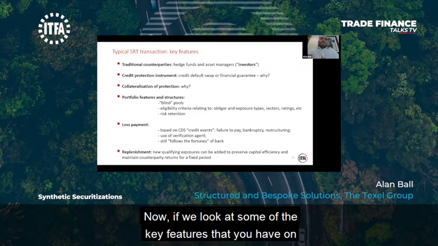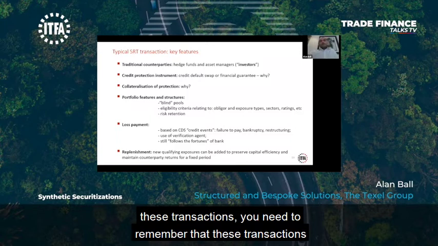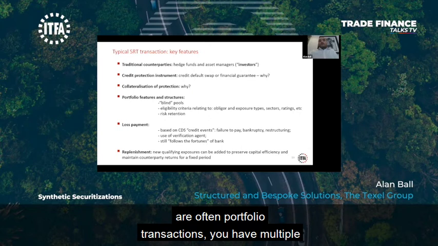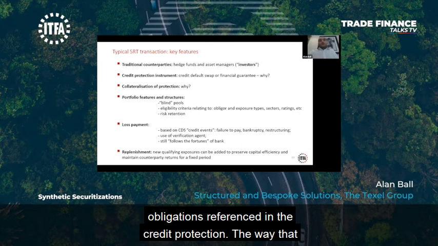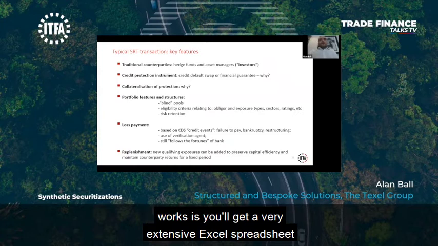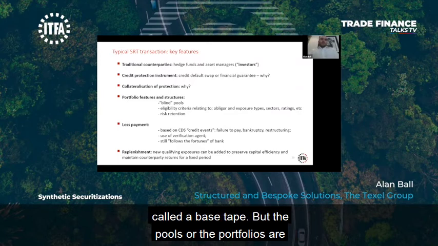Now, if you look at some of the key features that you have on these transactions, you need to remember that these transactions are often portfolio transactions. You have multiple obligations referenced in the credit protection. The way that works is you'll get a very extensive Excel spreadsheet called a data tape, but the pools or the portfolios are often blind.